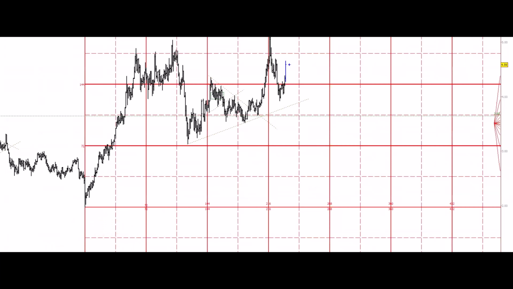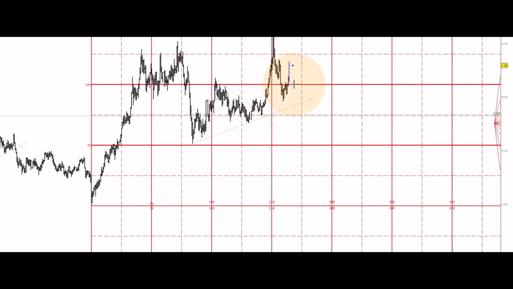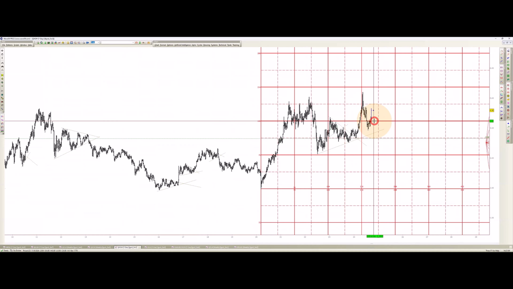Here's the weekly. You can see how, once we broke out of that 144 level, we sat there a few weeks trying to pull it up, and then blasted, and there we go. So if we can hold above those levels I mentioned, copper could easily go to 480.